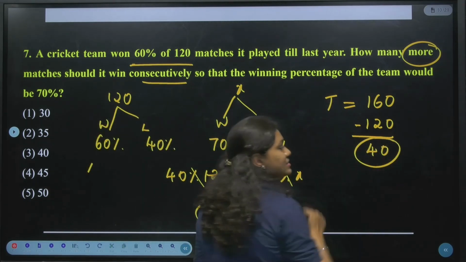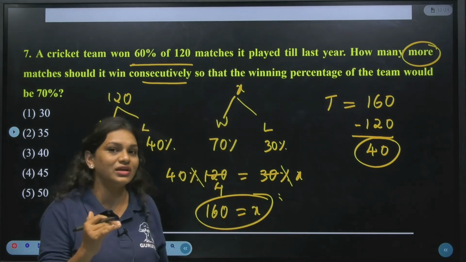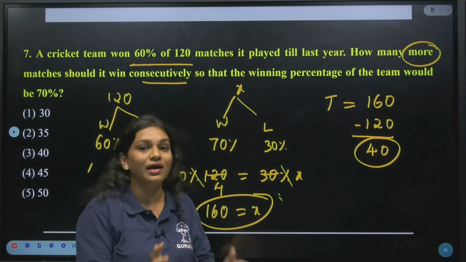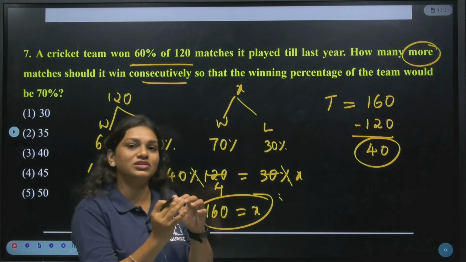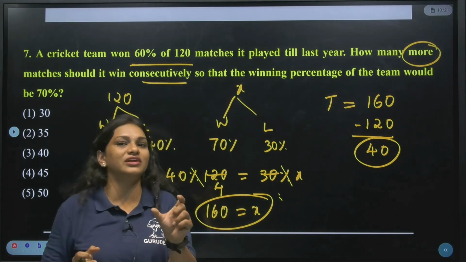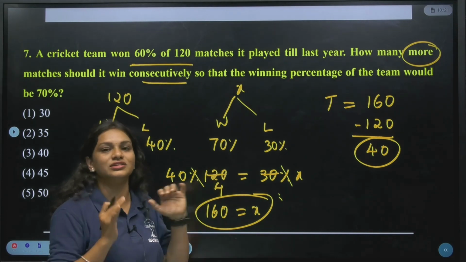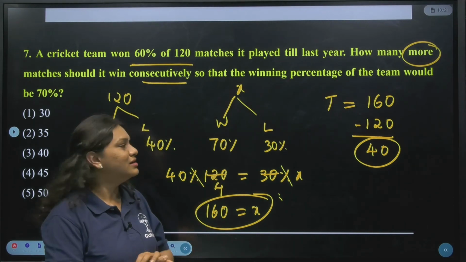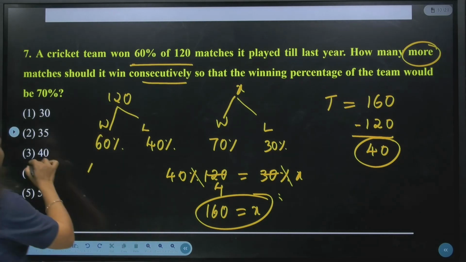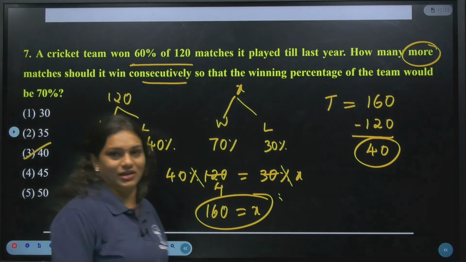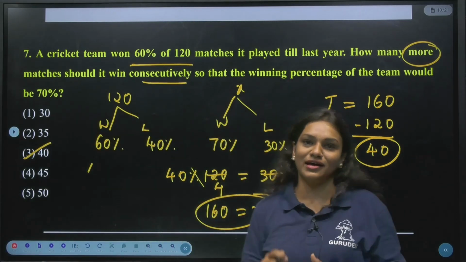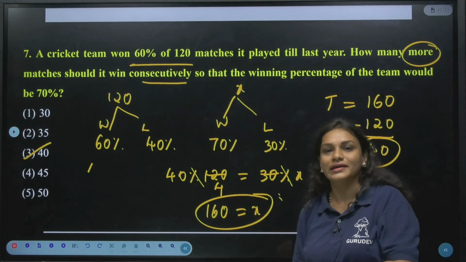The 40 is there. So the answer for this question is that 40 more matches they have played. Along with the 120 matches, 40 more matches they have played. Because of those 40 matches, the winning percentage reaches 70%. Is it clear? So the right answer for this question is option three, which is 40. Those who are getting the answer, just check this one.